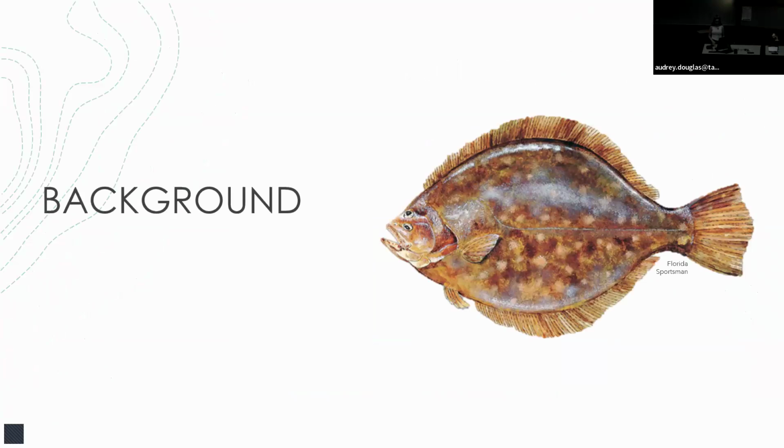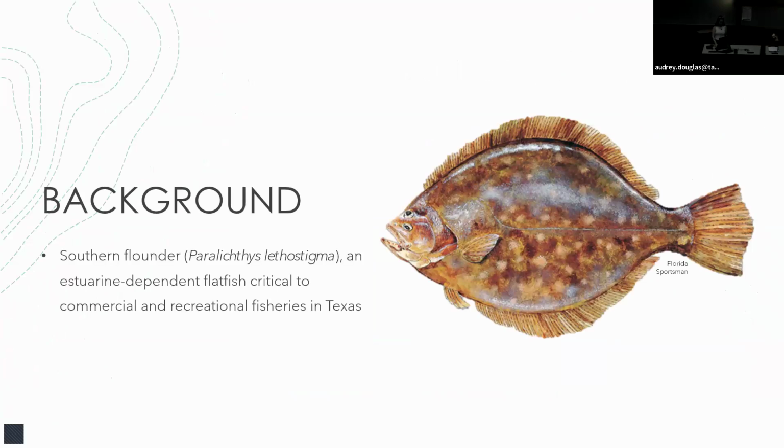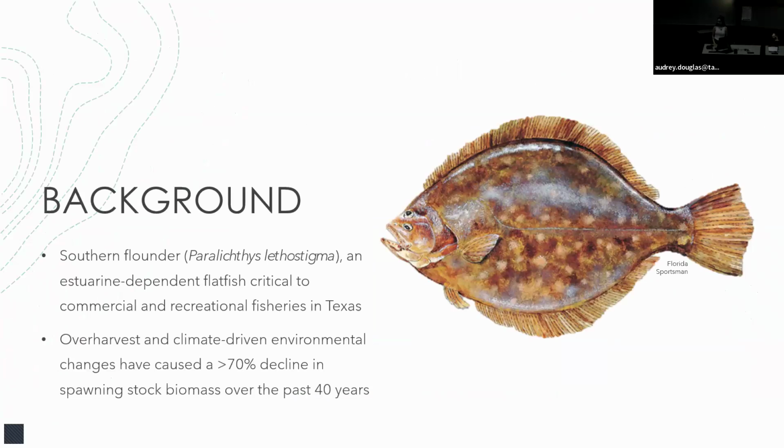Just a brief background on the flounder, because this is the study subject of 2 of my chapters. This is an estuarine-dependent flatfish that is very important to commercial and recreational fisheries here in Texas. I don't know about all of you, but I love flounder. The problem is that because of overharvest and climate-related reasons, the spawning stock biomass has decreased over 70% in the last 40 years. So that's quite a cause for concern for us.